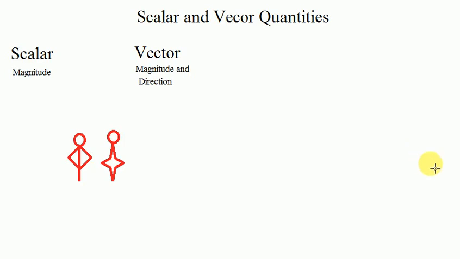So what are scalar quantities? Scalar quantities are the quantities which can be represented only by magnitude. Basically, to represent scalar quantities only magnitude is required. And what are vector quantities? To represent vector quantities, magnitude as well as direction is required. So to explain this, I will give you one example.